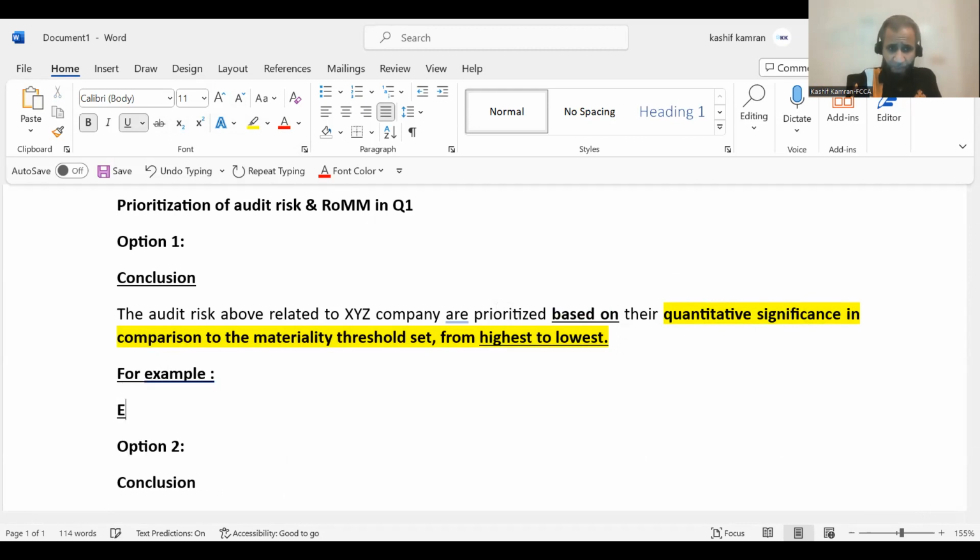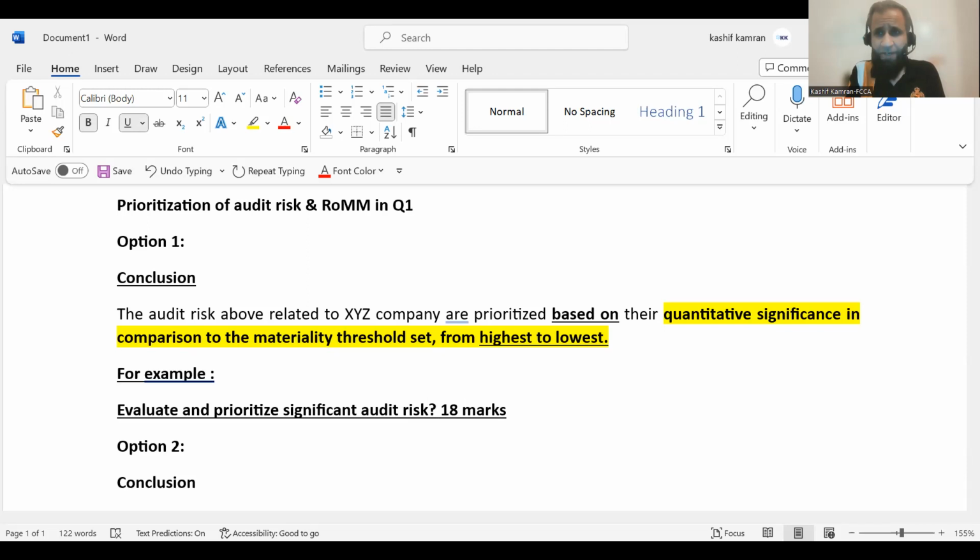Now, for example, there is a question which asks you to evaluate and prioritize significant audit risk or ROM, and the question is for 18 marks, for example. We know the marking schemes, if you have attended my webinars up till September 22, they were free. From December 22, they became paid. The marking scheme is pretty simple. We know that out of these 18 marks, we will deduct 3 marks for materiality.